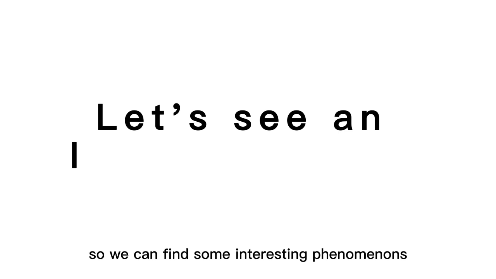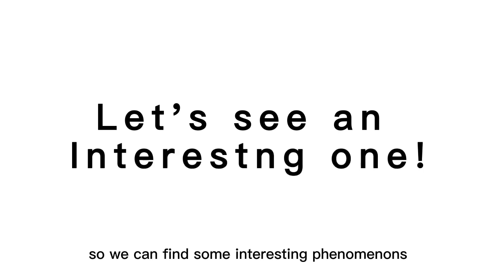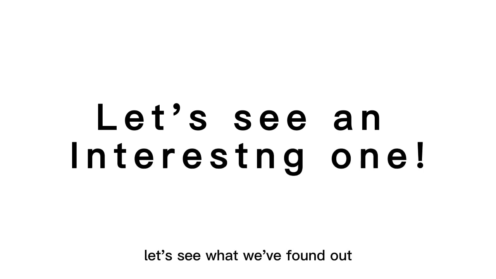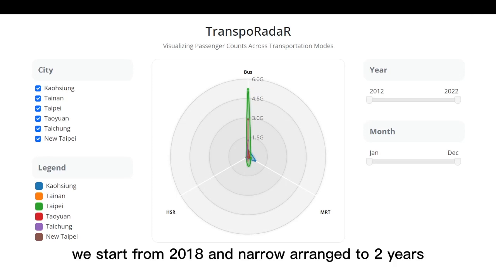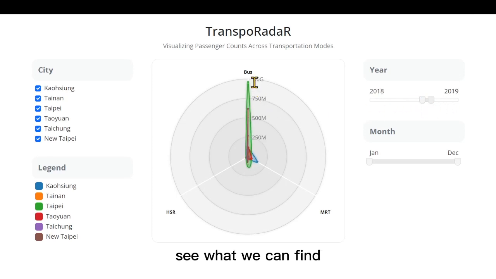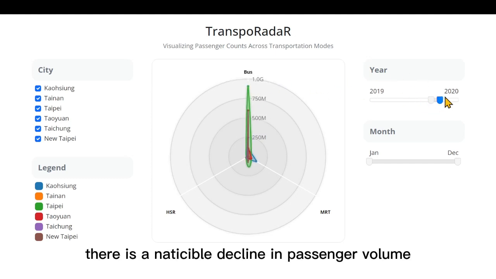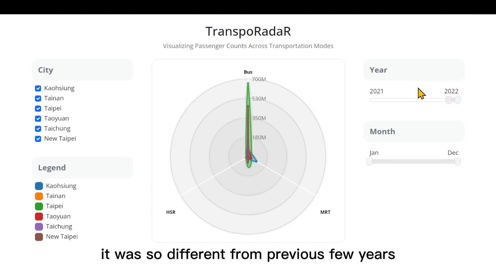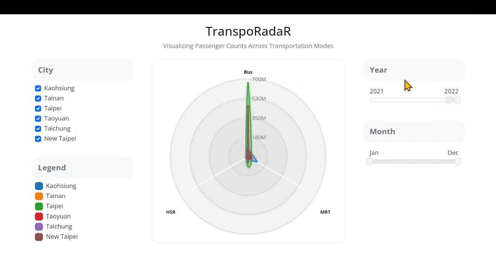So we can find some interesting phenomena. Let's see what we found out. We start from 2018 and narrow the range to 2 years. See what we can find. During these periods, there is a noticeable decline in passenger volume. It was so different from the previous few years.